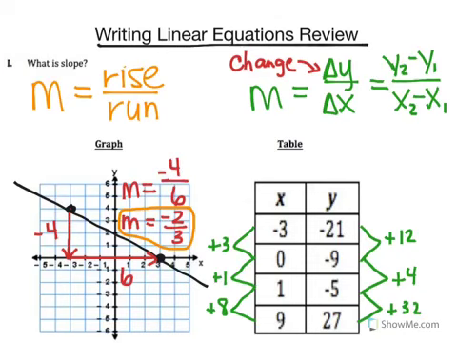So let's do 12 divided by 3. 12 divided by 3 is 4. So now I need to make sure that the other slopes or rise over runs are also 4. Well, what's 4 divided by 1? It's still 4. What's 32 divided by 8? That is also 4. So I know here that my slope is equal to 4.